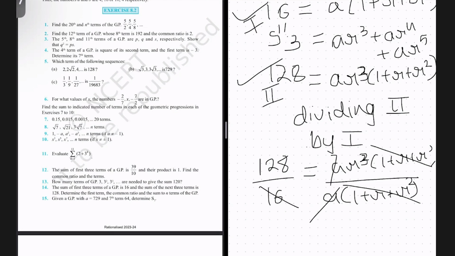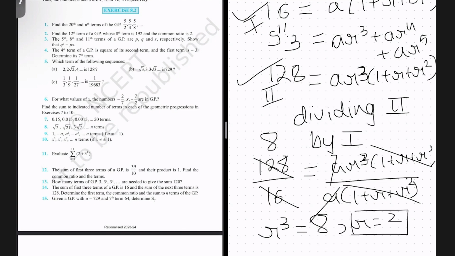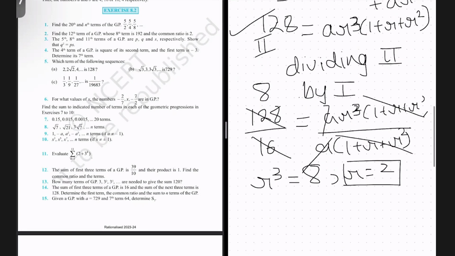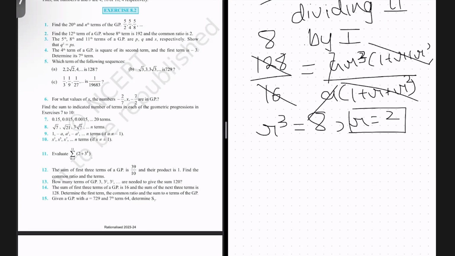So 128 divided by 16 goes 8 times. So r cube is nothing but 8, right? And when you solve for r, the final value that you get is 2, right? So r has been given to you now as 2. Now you just need to solve for a.